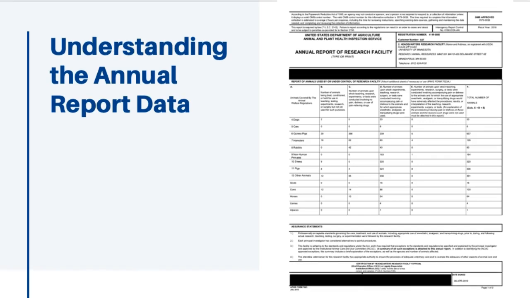This is the first page of the report. Some reports are only one page, however, larger facilities using lots of species will have longer reports because there's a line for each species of animal.